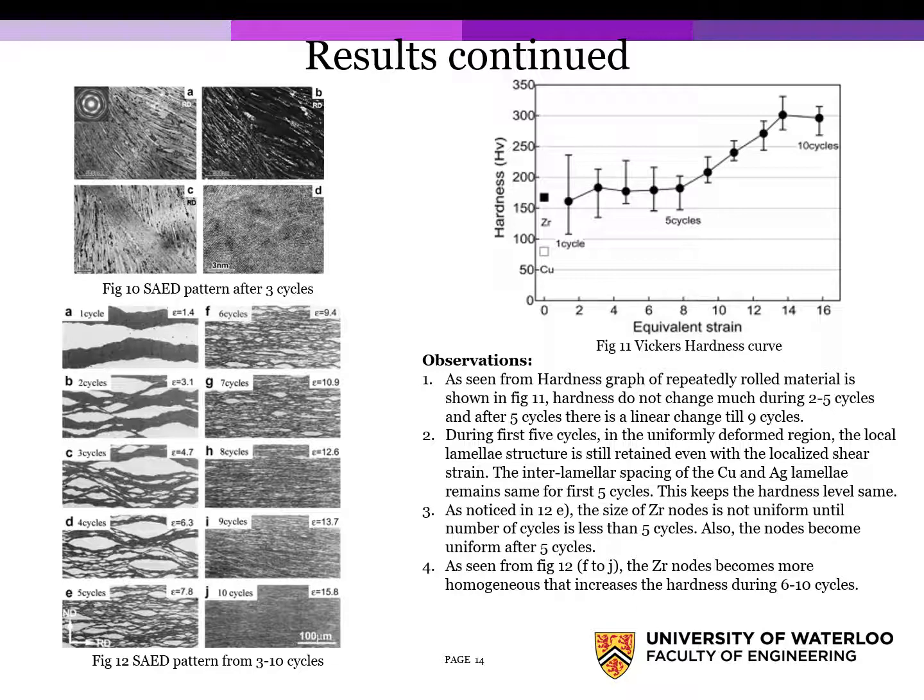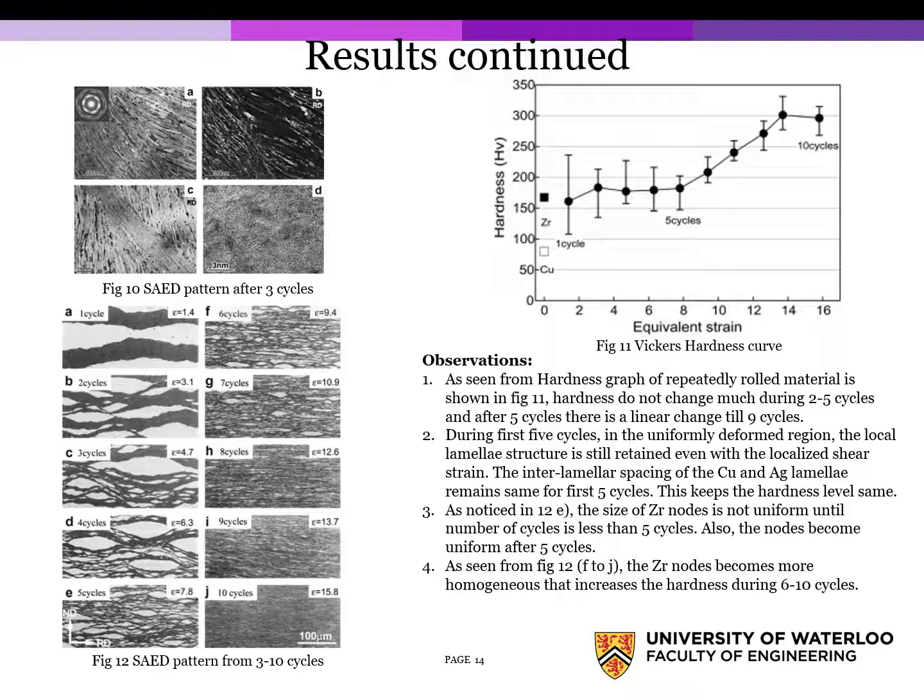Now let us see the Vickers hardness test results. Figure 11 shows us the hardness curve. As seen from the curve, hardness does not change much during 2 to 5 cycles, and after 5 cycles, there is a linear change till 9 cycles.